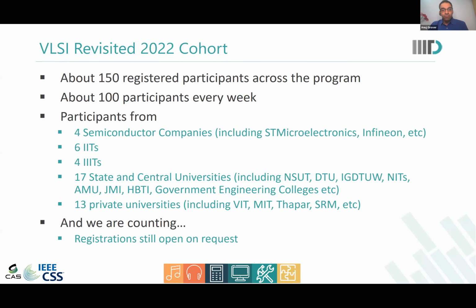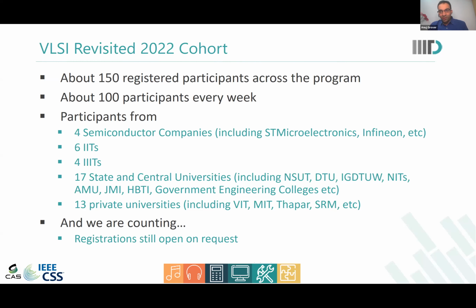These participants come from semiconductor VLSI companies. We have students from 6 IITs, 4 IIITs, 17 state and central universities, including NSUT, DTU, IGDTUW, AMU, Jamia Millia, HBTI Kanpur, and numerous government and engineering colleges. 13 private universities are also represented amongst the students who are joining us today in this program.